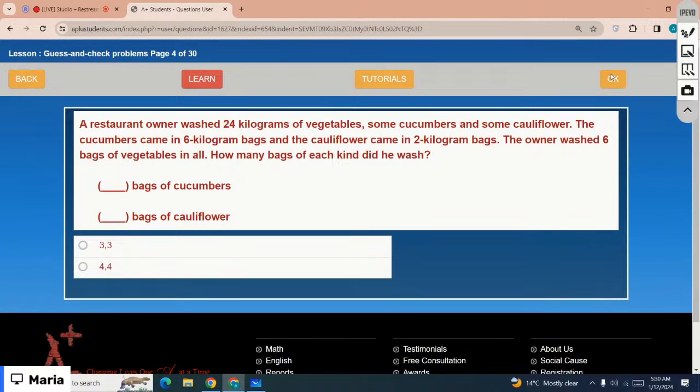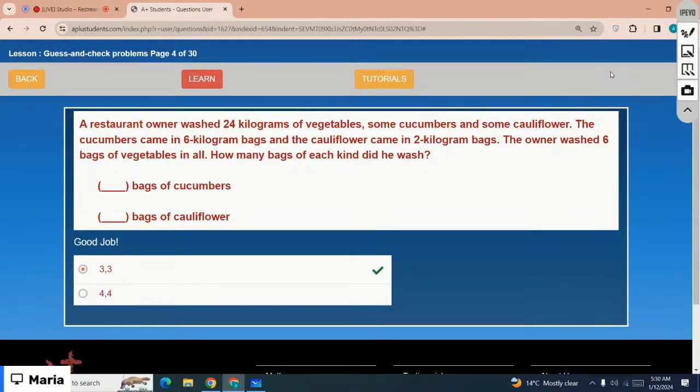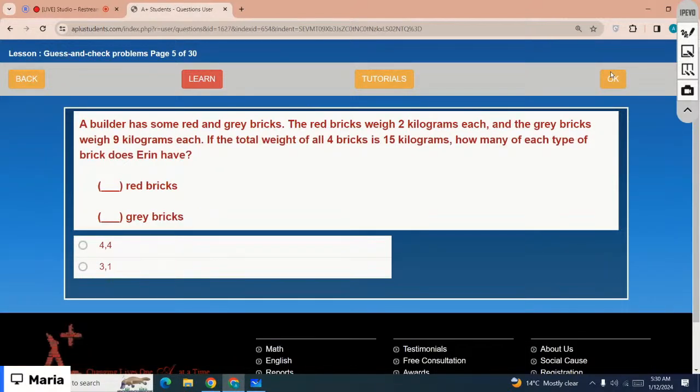Which is the correct option? The owner washed 6 bags, right? Yes. 3 plus 3 makes 6. So option number 1 is the correct option. Very good. Okay. You can complete the lesson by yourself later today. Let me just move on to the next lesson.